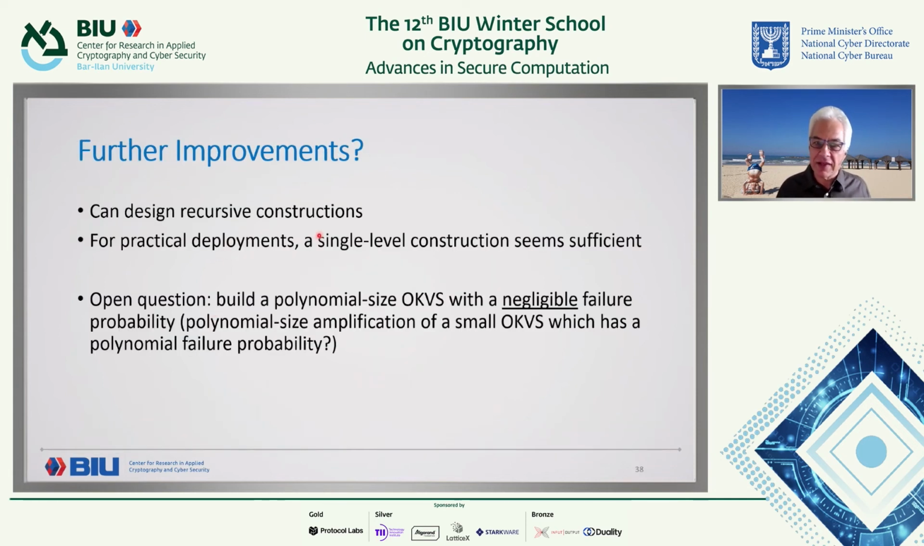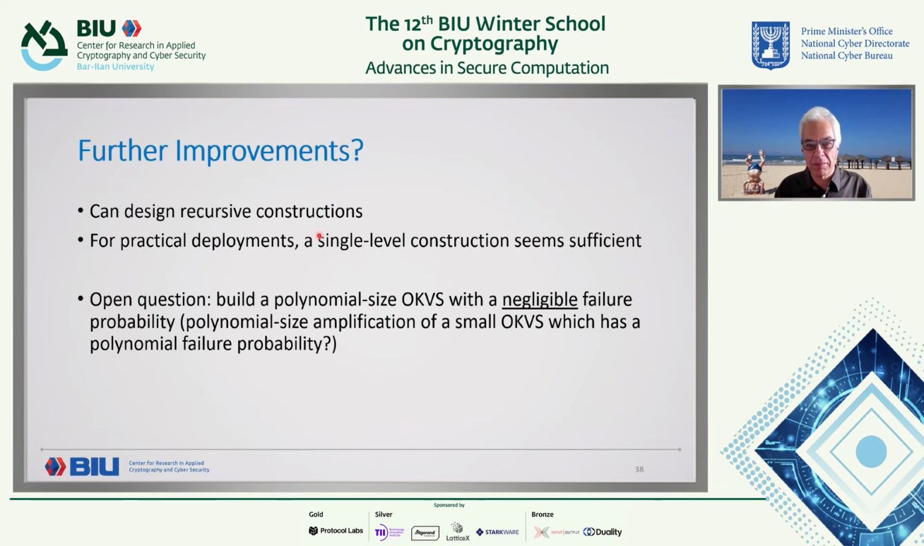Now, we can design recursive construction and somehow try to push this further. For practical systems, it seems that this single level I described is sufficient. The open question, which I don't know how to solve, but maybe it's solvable, it would be very nice to start from a polynomial size OKVS, which has a polynomial small failure probability. So if you recall, cuckoo hashing has a failure probability of n to the minus s, where s is the size of the stash. So we start from polynomial failure probability.